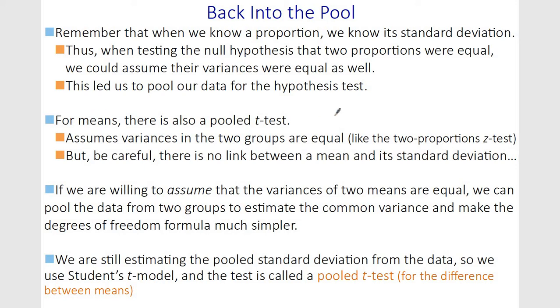But for means, there's also a pooled t-test that assumes the variances in the two groups are equal, but we have to remember there's no link between a mean and its standard deviation. So if we're willing to assume that the variances of two means are equal, we can pool the data from two groups to estimate the common variance and make the degrees of freedom formula much simpler. Okay. We are still estimating the pooled standard deviation from the data, so we use student's t-model, and the test is called a pooled t-test for the difference between the means. So if you want to assume that the variances of the two means are equal, you put them together to get the variance.